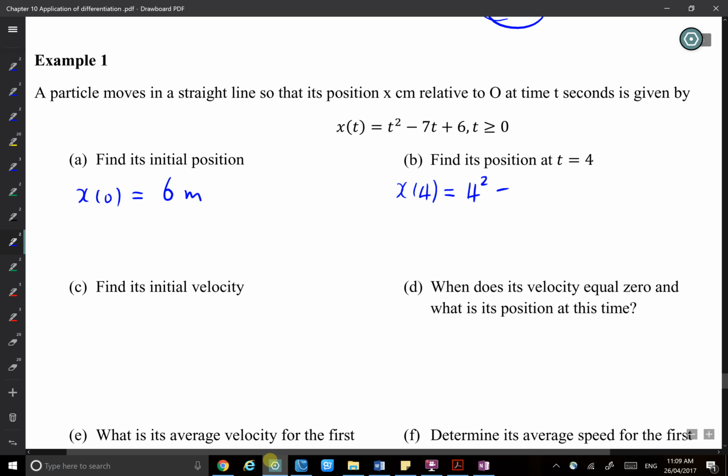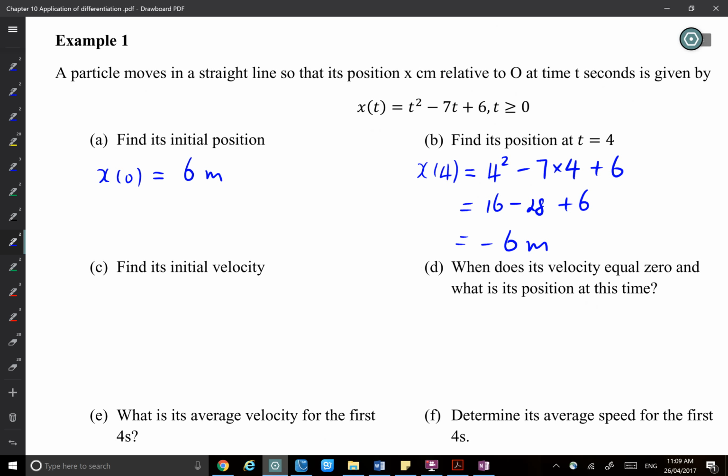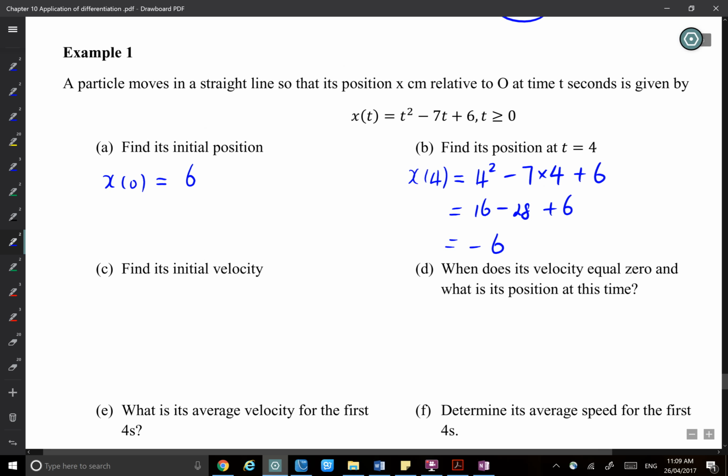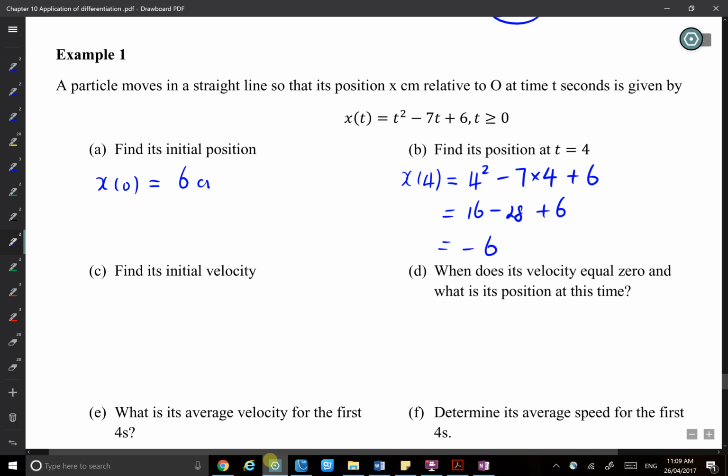So 4 squared minus 7 times 4 plus 6. That equals 16 minus 28 plus 6. That equals negative 6. It's to the left of the origin by 6 units. Actually, I'm not using meters as the unit. It's centimeters, not meters.